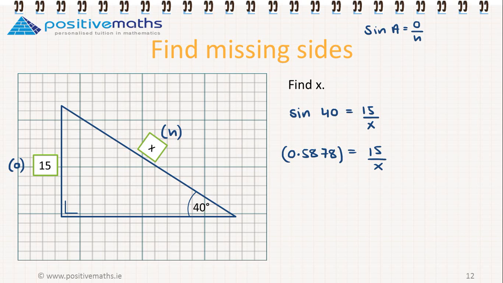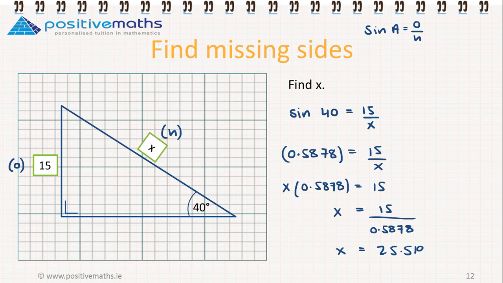So now I'm going to multiply both sides by x. So I get x times 0.5878 is equal to 15. So therefore x is equal to 15 divided by 0.5878. So our side x is going to be 25.5195. So if we round it to two decimal places, x is going to be 25.52.